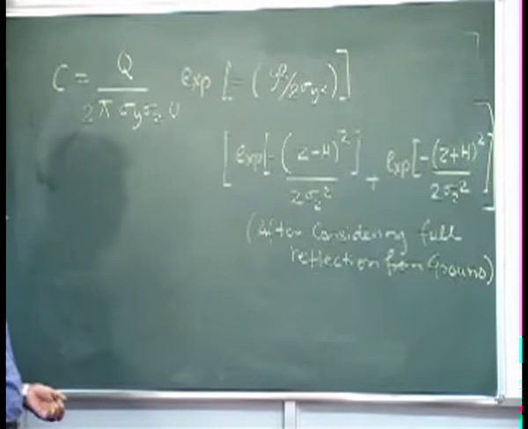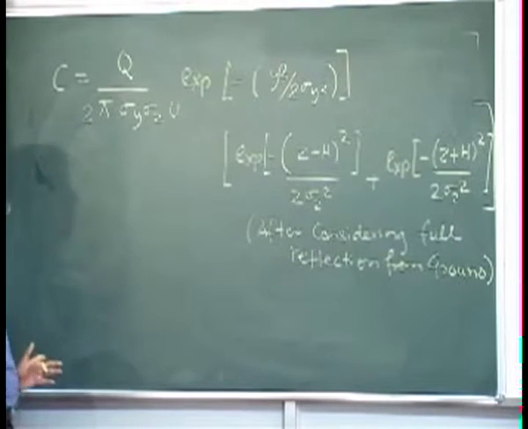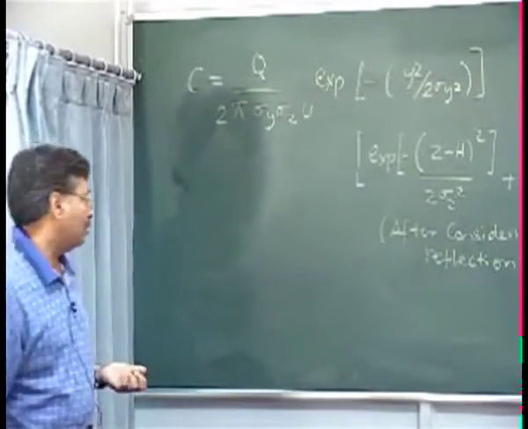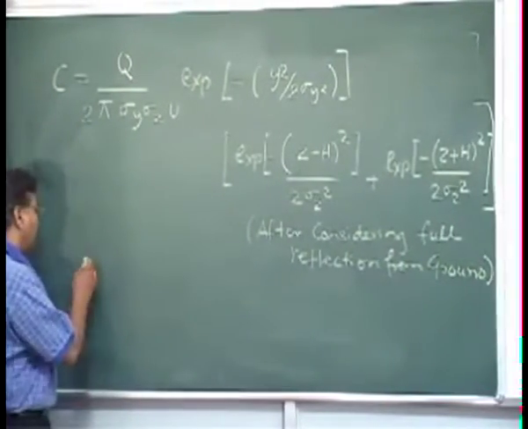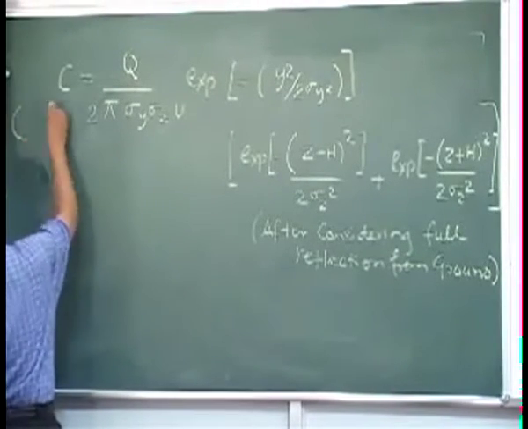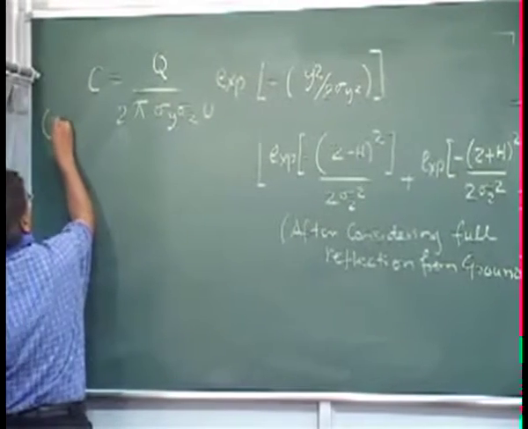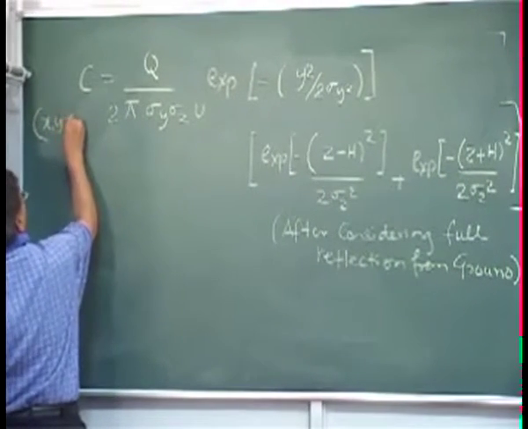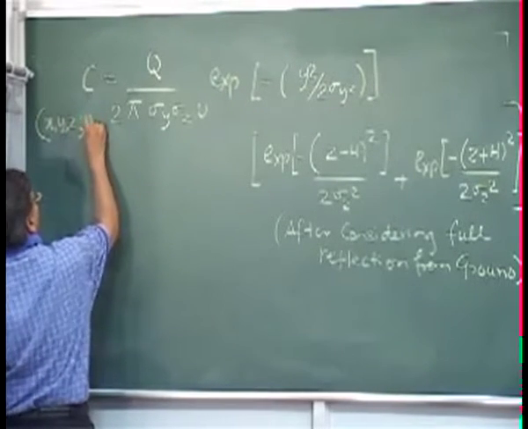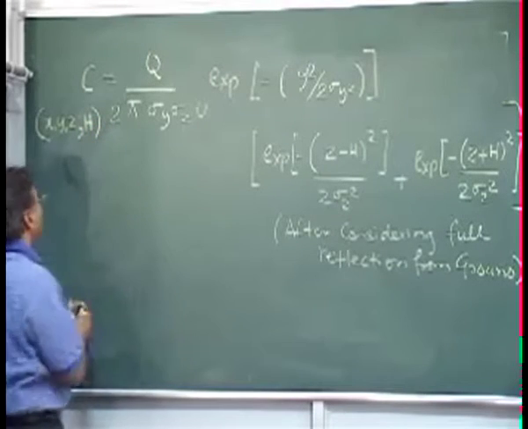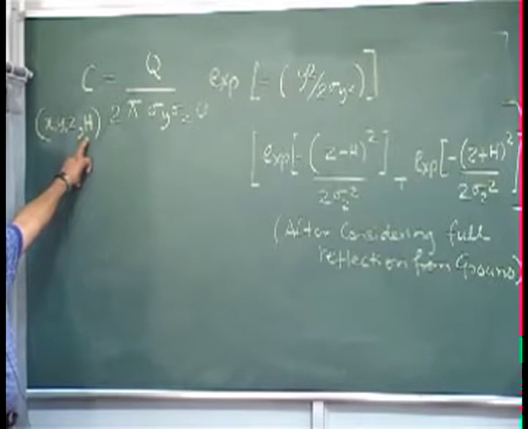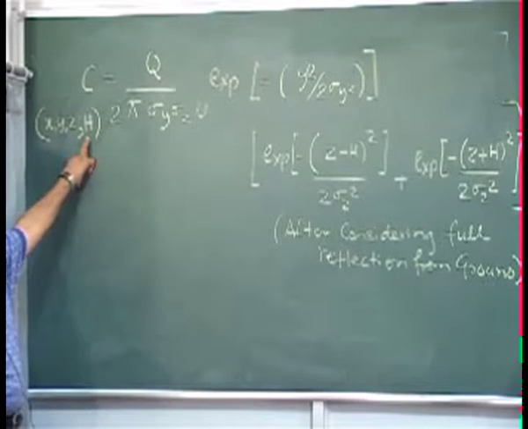Many times, or rather most of the time, we are interested in the ground level concentration, because that's where the people live. So if you agree, this I can now write. C is the concentration at x, y, z, put a semicolon. This is how it is written: a coordinate system x, y, z, and from a source which is at h.